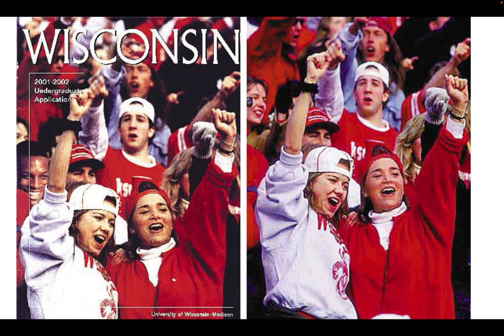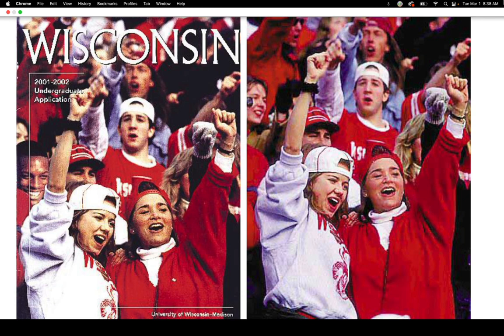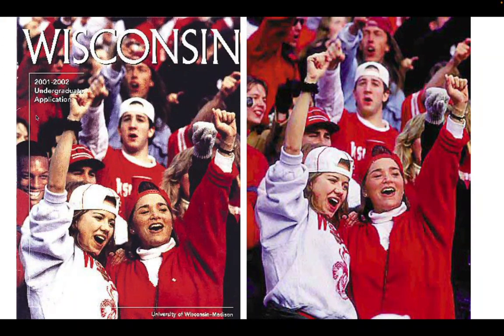Now, if we look at Wisconsin here, what they did for their 2001-2002 undergraduate application, this is what they sent out to homes and schools, and this is what the actual image looked like. Can you find the difference? You guessed it, they added this black guy over here.